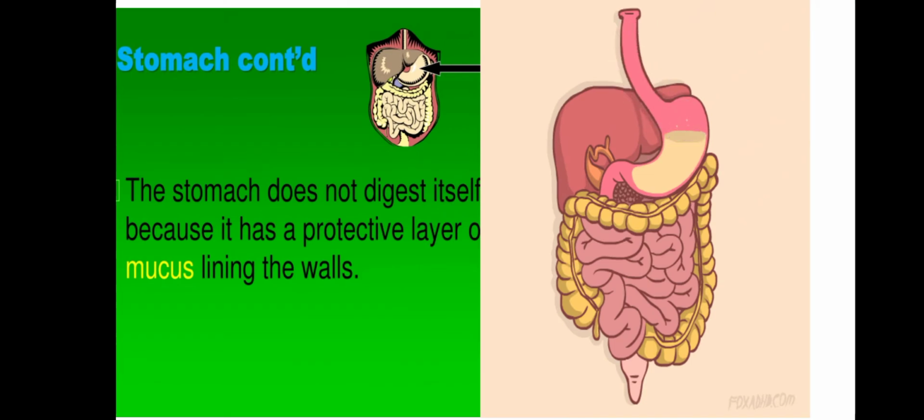The stomach doesn't digest itself because it has a protective layer of mucus lining the walls. So there is plenty of mucus present in the lining of the walls of the stomach. Mucus means a watery fluid.